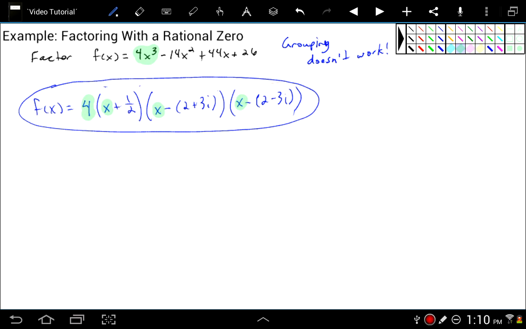So we have now factored 4x cubed minus 14x squared plus 44x plus 26. We had to first find a rational zero. That gave us this x plus 1/2 factor, and then we had a quadratic remaining, which we factored by setting the quadratic equal to 0 to get the two zeros. And all along the way we just had to make sure that we got the right coefficient in the front, and we certainly did.